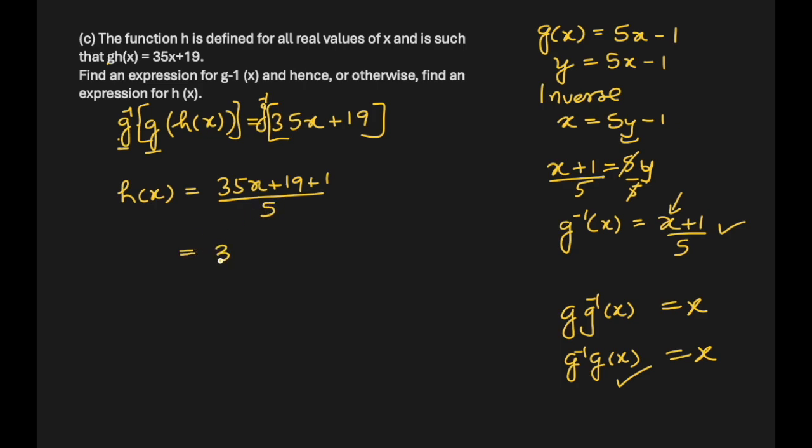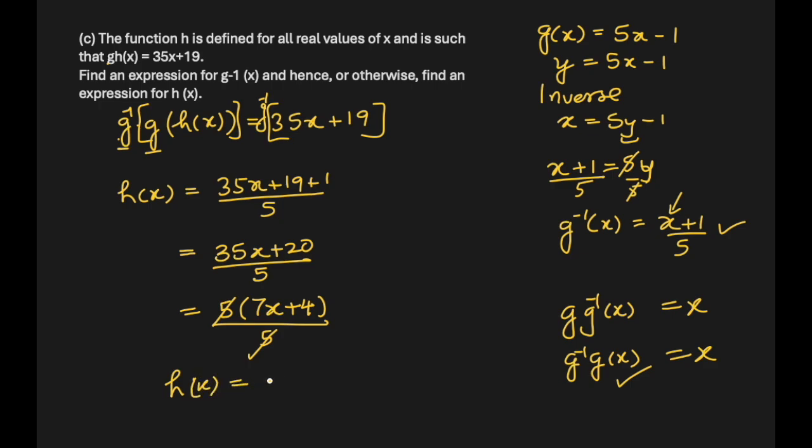So h(x) comes out to be (35x plus 20) over 5. Now we can cancel directly or take 5 out: 5 times (7x plus 4) over 5, and the purpose is to cancel. Our h(x) finally becomes 7x plus 4.